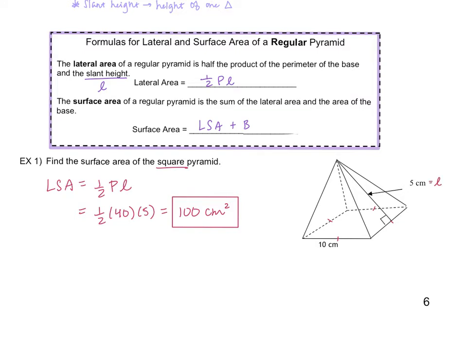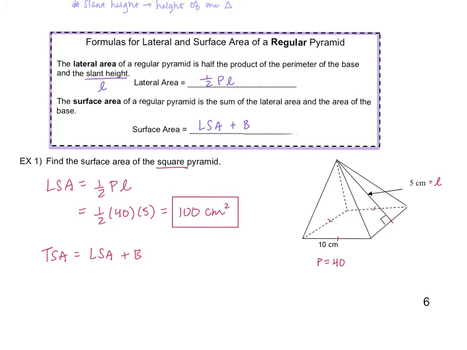Keep in mind, we could also label that 5 centimeters as L. I just forgot to do that before, and I forgot to write down that our perimeter is going to be 40. Now for our total surface area, we always write it as TSA. We know that is going to be the lateral surface area plus the area of our base.